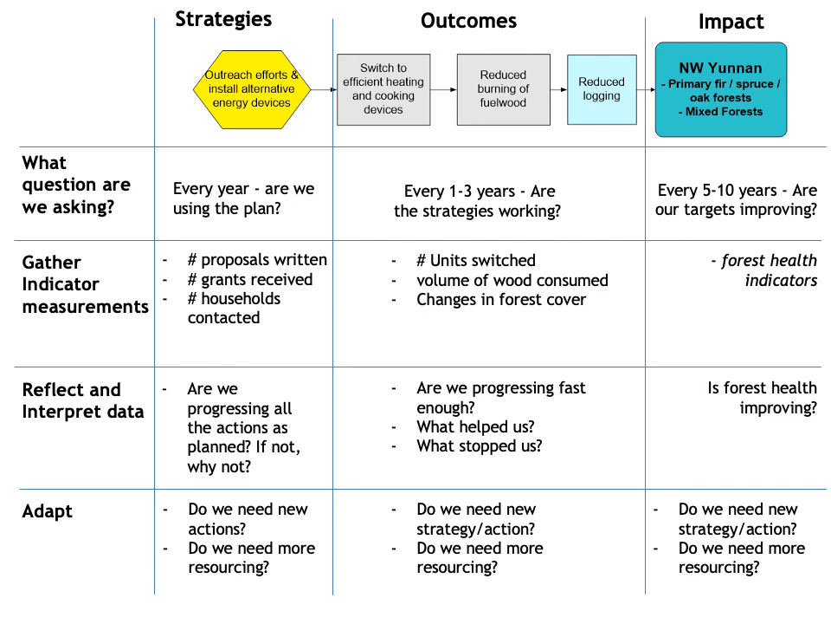Here's an example to help think about how you might approach things. This has taken a results chain from a Chinese team who were looking at improving the health of some fir forests in Yunnan. The threat they were dealing with was logging, and the strategy they chose was outreach to provide alternative energy devices.